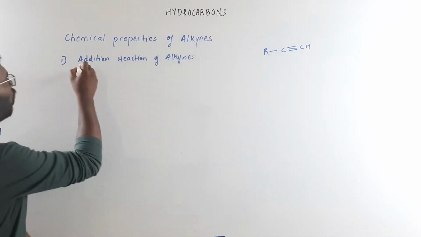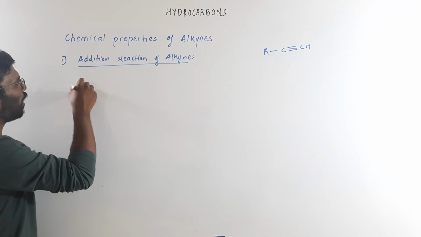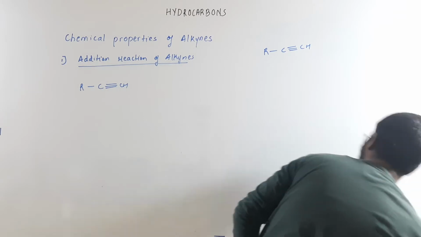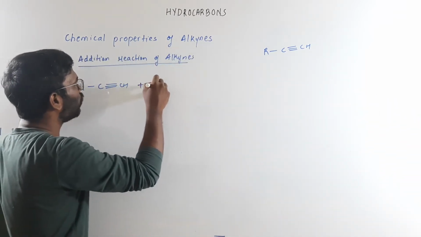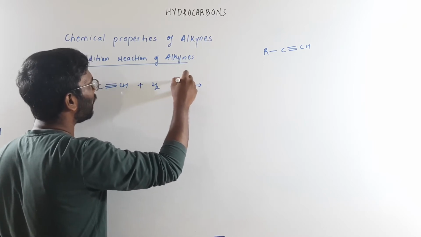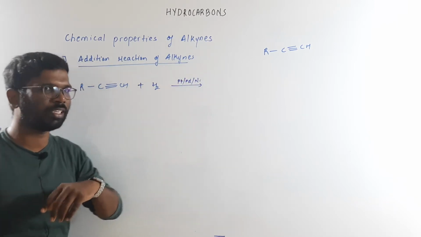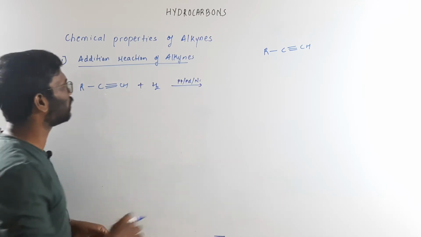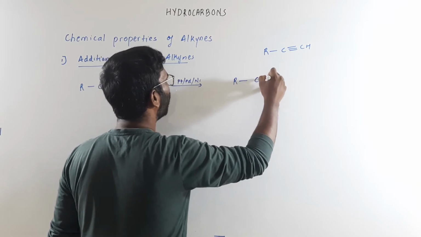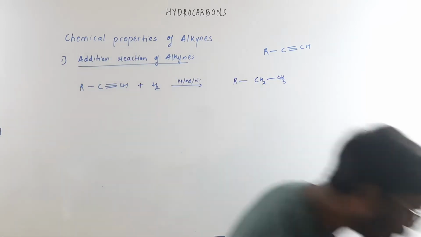So for the addition reaction of the alkynes, if we do the hydrogenation, I'll take the alkyne this way, C triple bond H, and I am doing the hydrogenation, meaning I am adding H2 in the presence of platinum, palladium or nickel. This is a very strong reducing agent, so the reaction won't get stopped at this stage, it will get converted to this, that is C double bond and CH3, right?